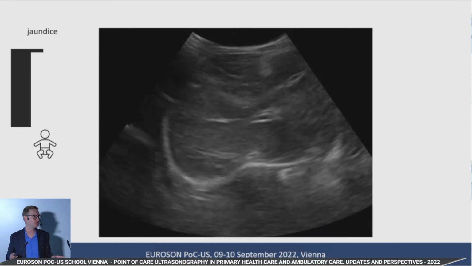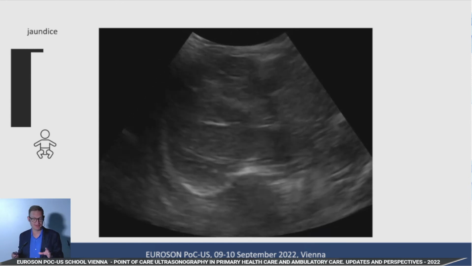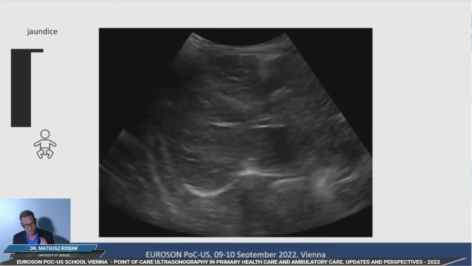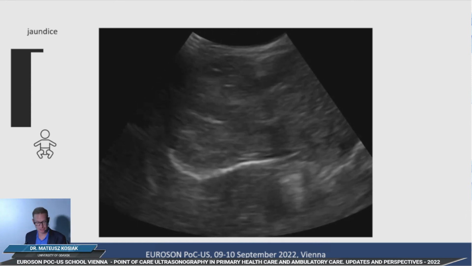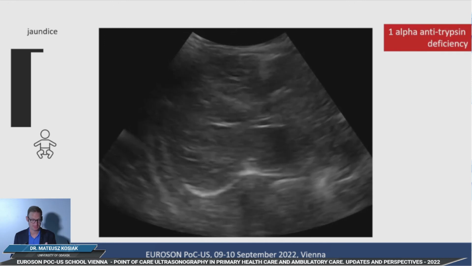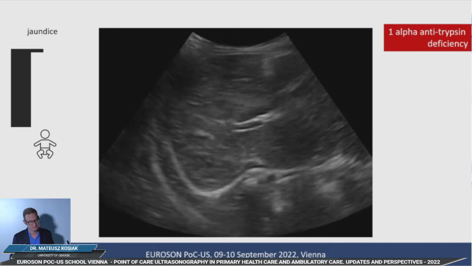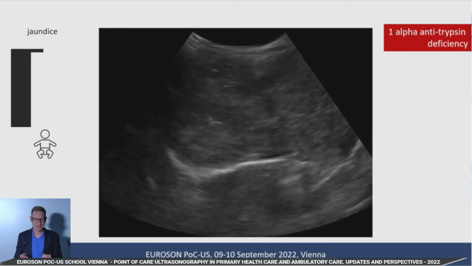This is actually the child. This is the child with liver disease. You can see from the very beginning that the liver does not look right, that it's not as it should be, because alpha-1 antitrypsin deficiency is a congenital condition.